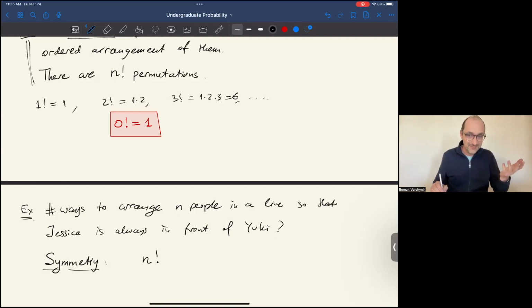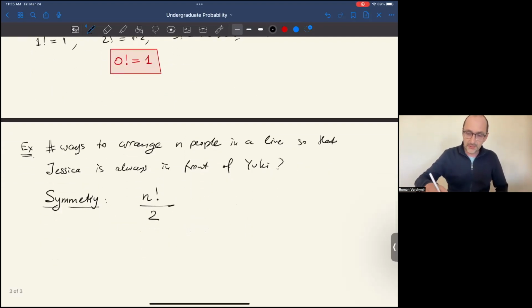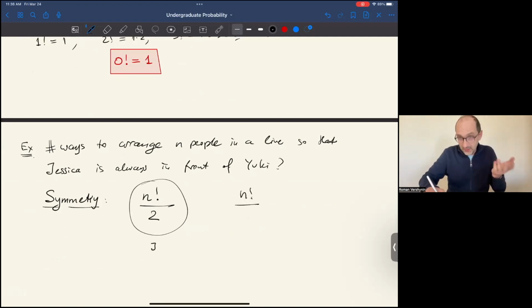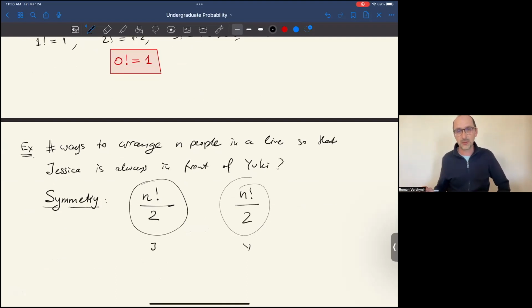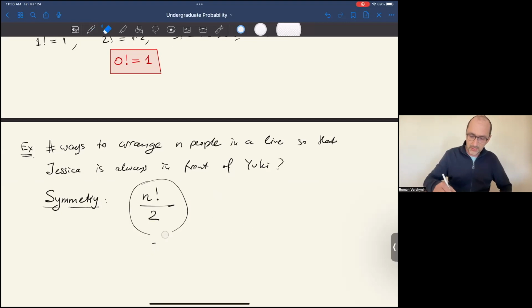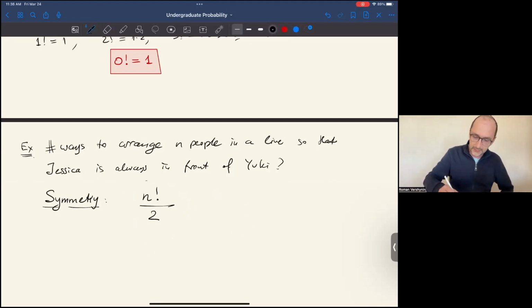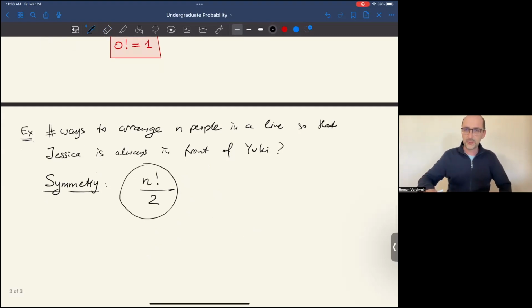And so what's the answer to this problem? N factorial divided by 2. Again, this is because there are n factorial divided by 2 ways to place Jessica first, and the same number, of course, for Yuki to be first. The sum must be n factorial, and so each will be n factorial divided by 2. So this is the symmetry trick, the symmetry argument that gives the answer to this problem, n factorial over 2.